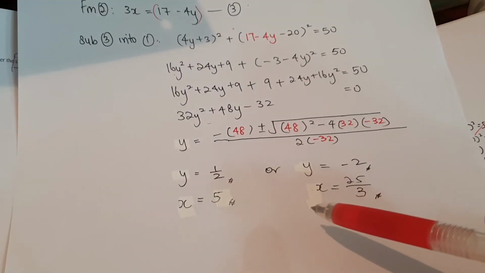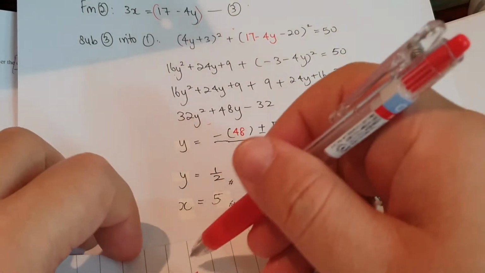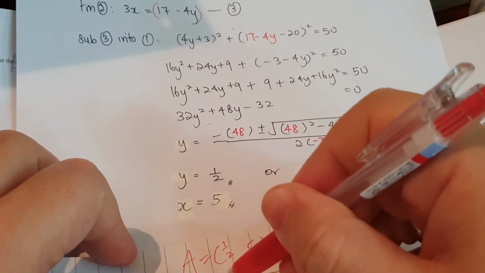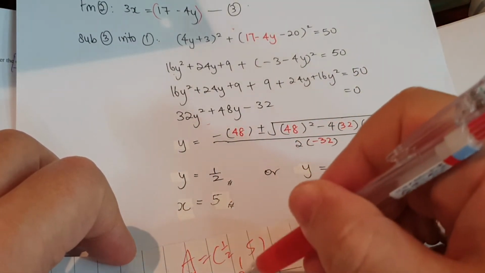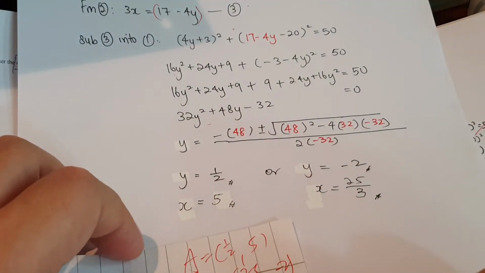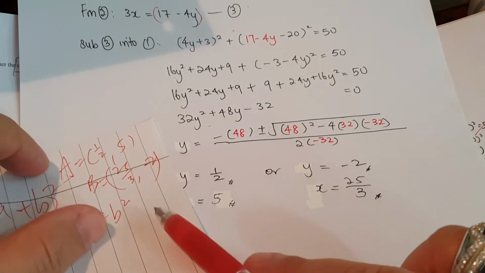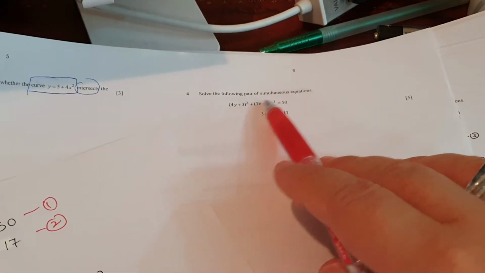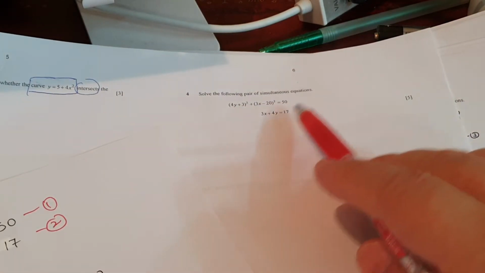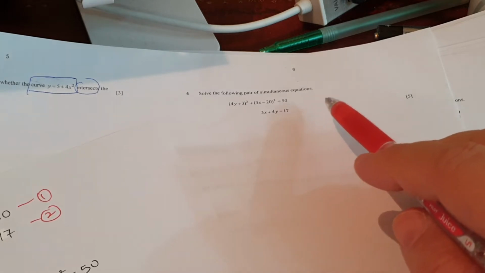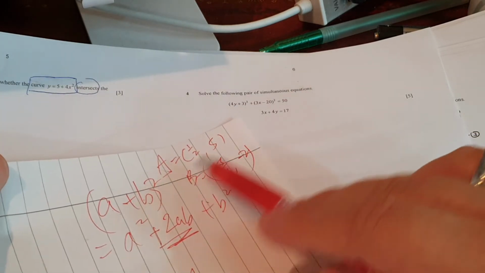Your answer will then be, for example, A equals to half, 5, B equals to 25 over 3, minus 2. That is if the question is phrased differently. They say that this curve intersects this line at points A and B. Find the coordinates of point A and B. Then you give this answer. Okay? So I hope you're not confused.